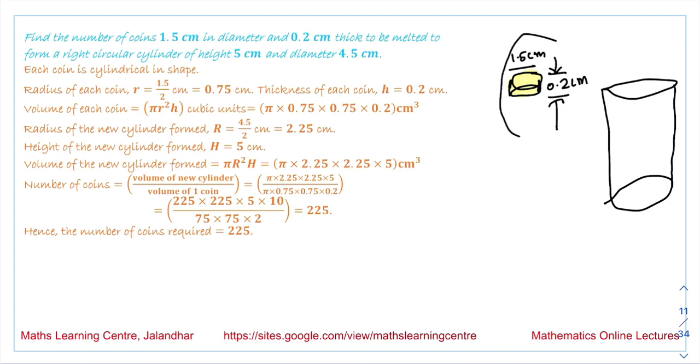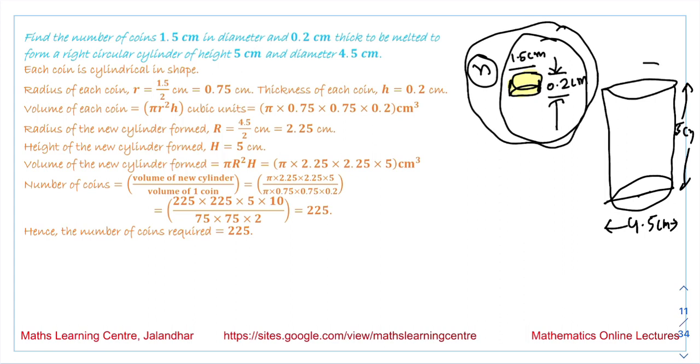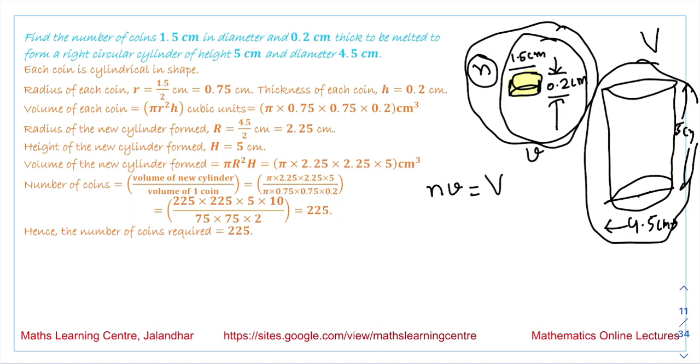These coins are to be melted. So there are n number of coins, and they are melted and form a right circular cylinder of height 5 centimeters and diameter 4.5 centimeters. What is common between these two things? The volume of these n coins should be equal to the volume of this cylinder. Suppose the volume of one coin is v and the volume of the cylinder is capital V. So n times v is equal to capital V. The number of coins we have to calculate is capital V over small v.